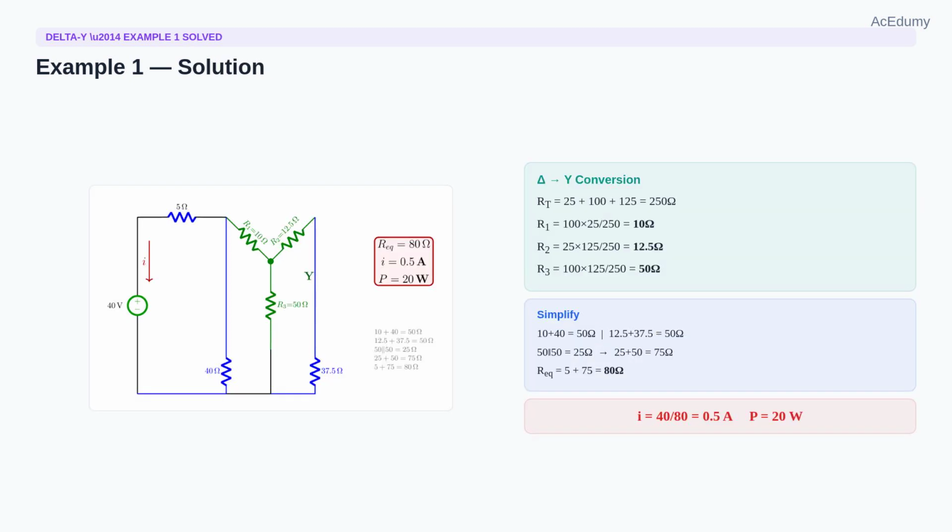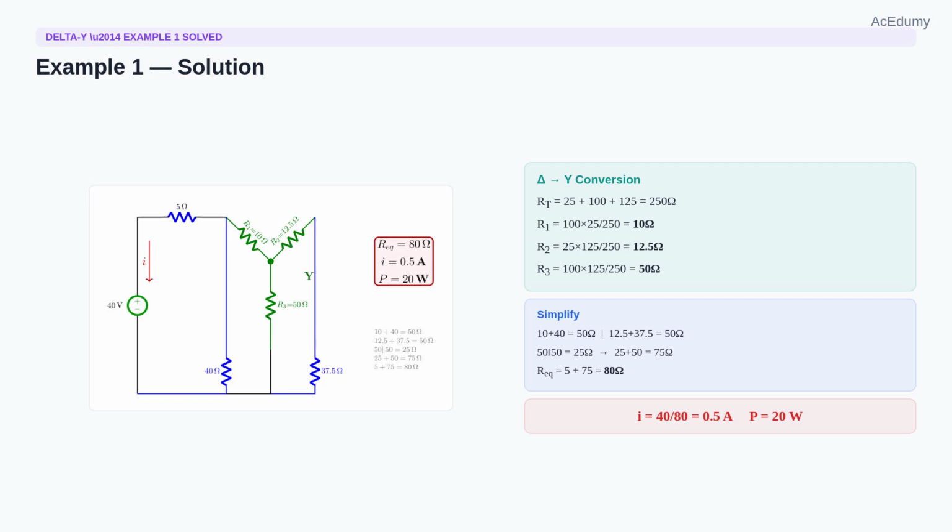The sum of all delta resistors is RA plus RB plus RC, which is 25 plus 100 plus 125, giving us 250 ohms. Now apply the formulas. R1 equals RB times RC over 250. That's 100 times 25 over 250, which equals 10 ohms.